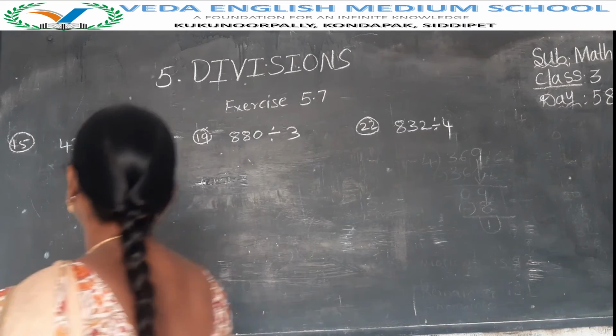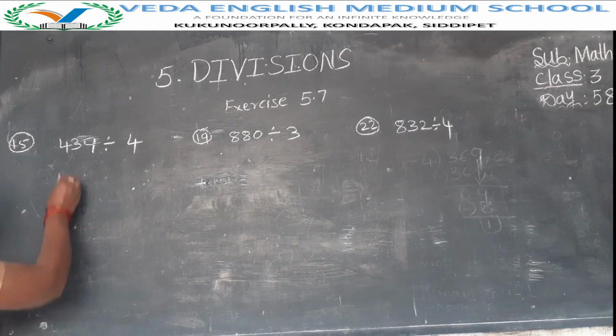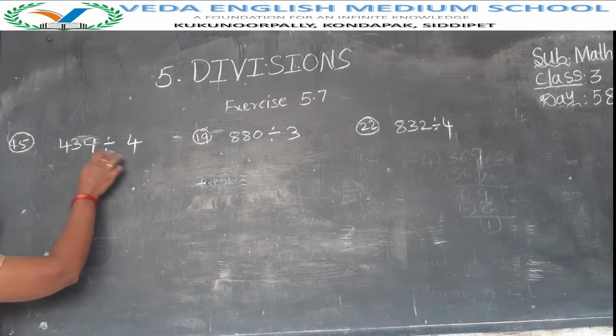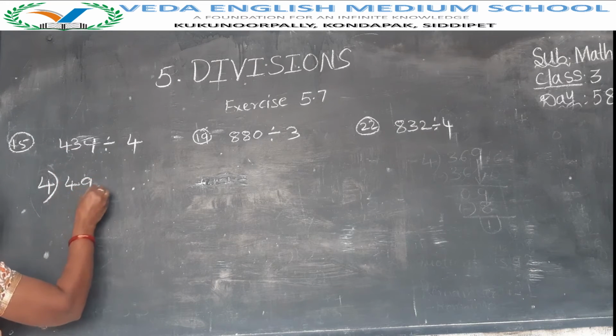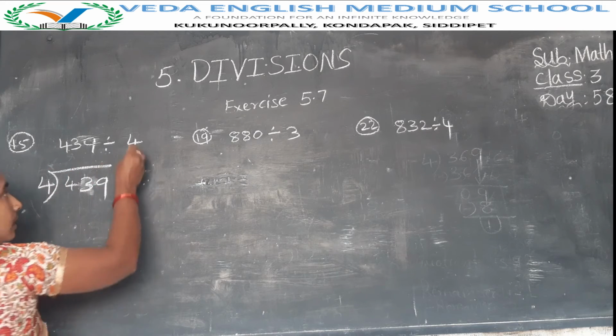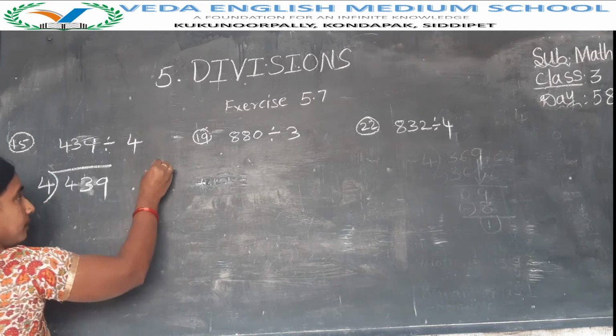See next, the 15th problem. 439 divided by 4. In this problem, the divisor is 4 and 439 is the dividend. Okay, the divisor is 4. So now write here the 4 table.